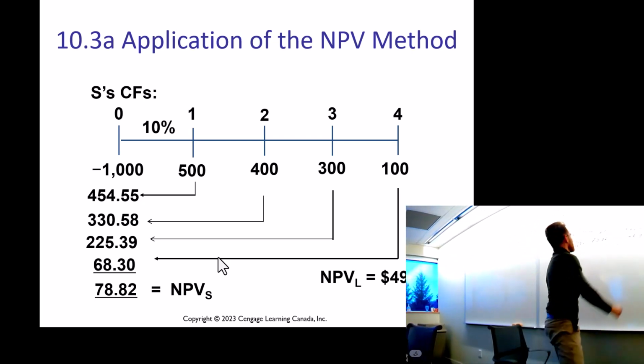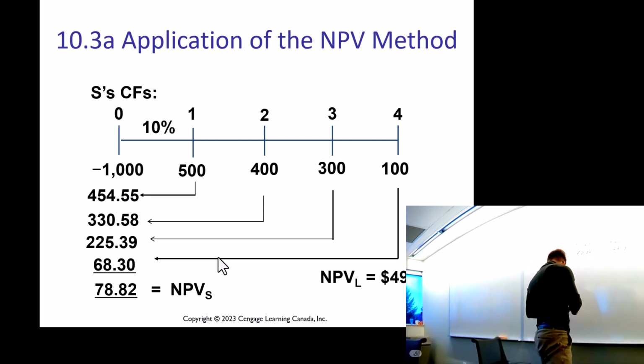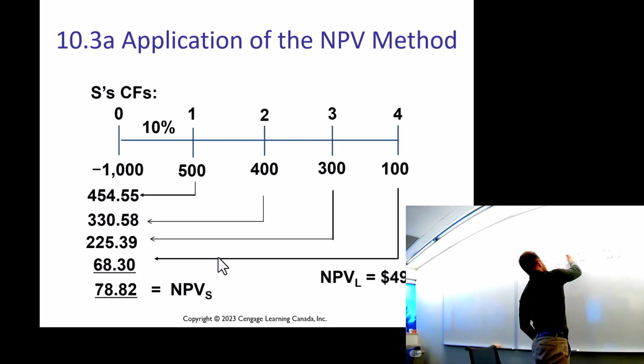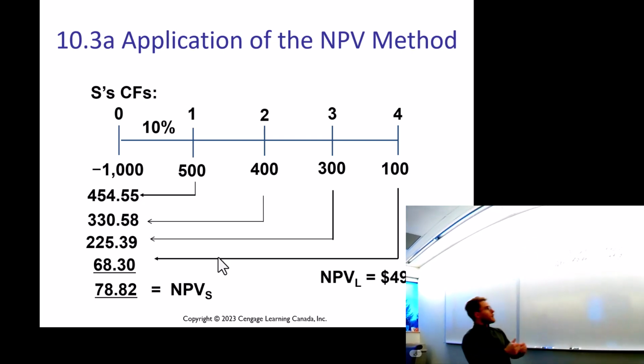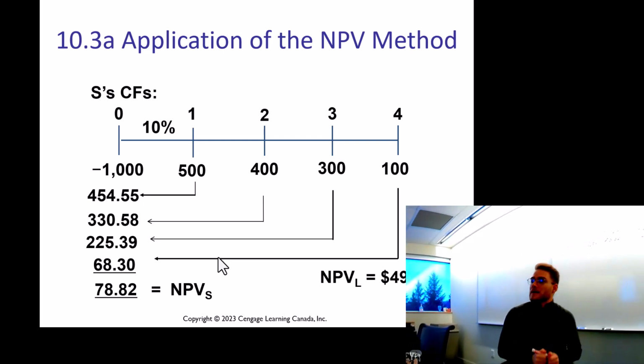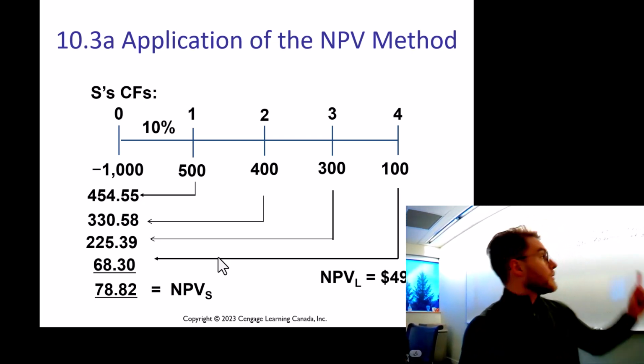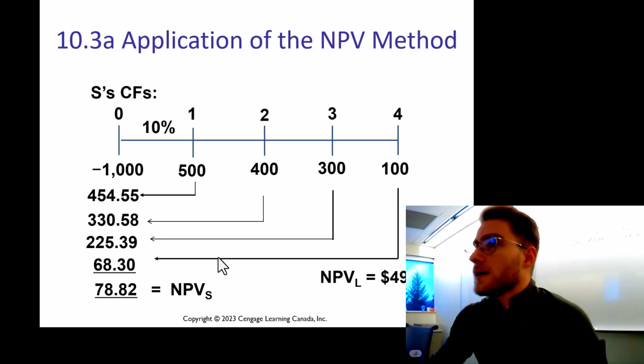We said, okay, excellent. Project S has the higher net present value. It provides more value in today's dollars, okay? So therefore, project S is better. If they're independent, we'd pick both, right? But if they're mutually exclusive, we can only pick one. We'd pick the higher one, okay?